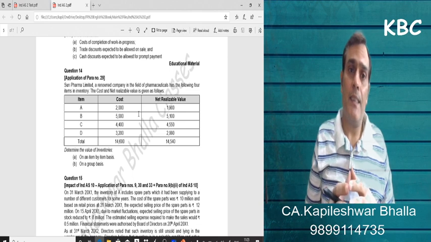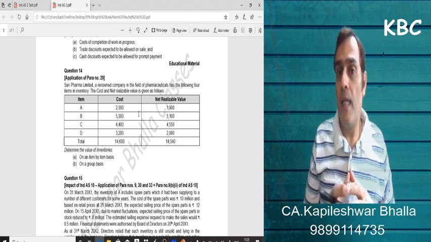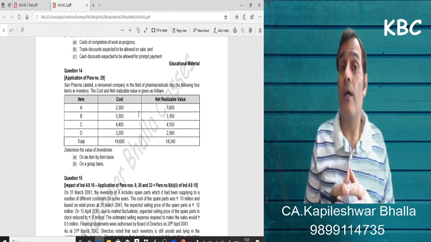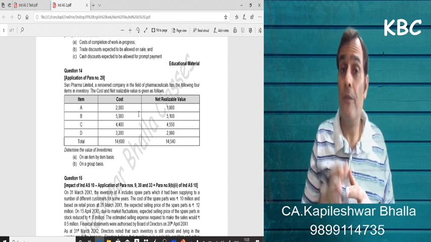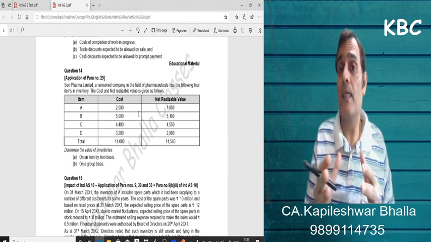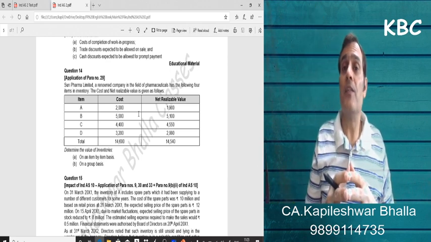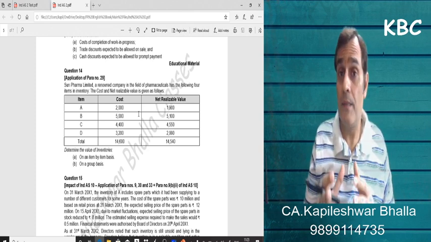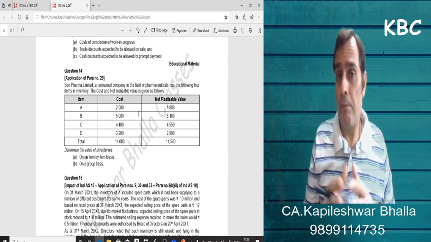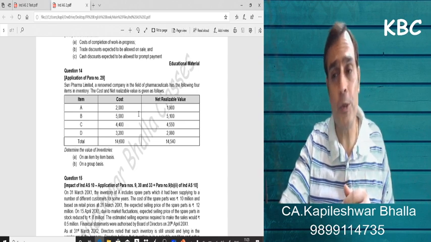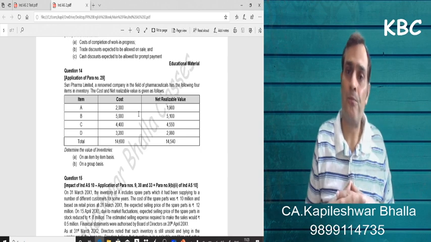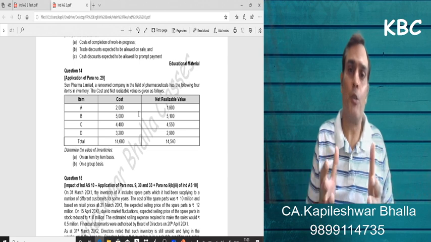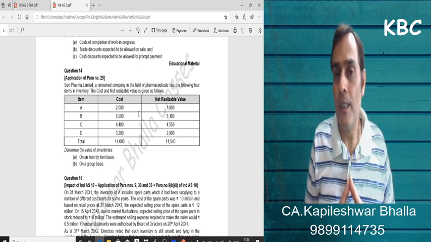Question number 14 says Sun Pharma, a renowned company in the field of pharmaceuticals, has four items of inventory. You're given the cost of all four and the NRV of all four. Then it says, determine the value of inventory if you apply para number 9 on an item to item basis and on a group basis. In this particular question, we are not given any information which tells us whether we can group these items or not. So it says, just show me the application if you do it item by item.